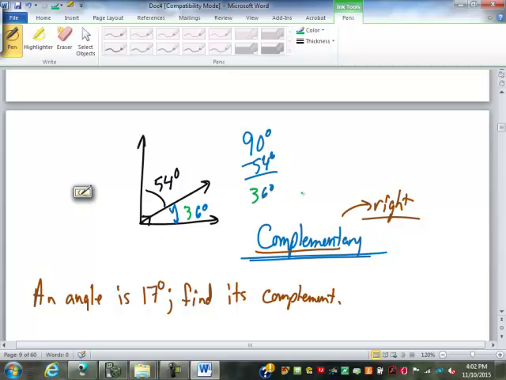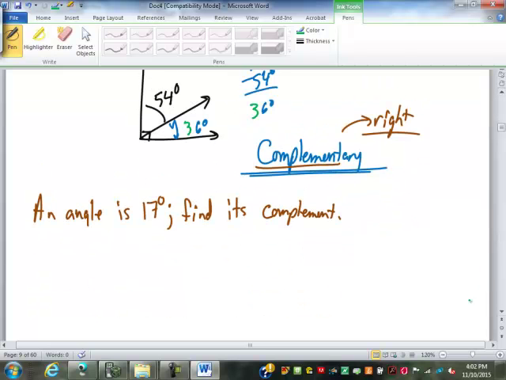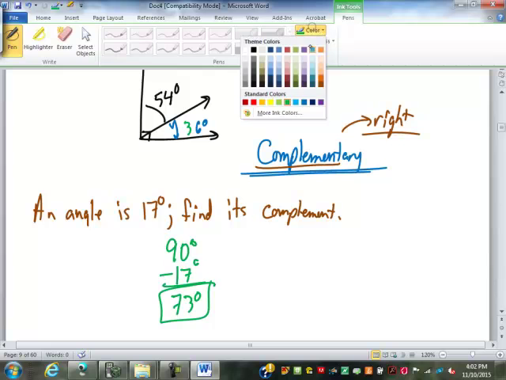There you go. 36 degrees would be its complement. That does add up to 90 a little bit better, doesn't it? Sorry about that. So down here, the complement is 17 degrees. 90 minus 17 is 73. Hopefully I got that one right. Okay, thank you.